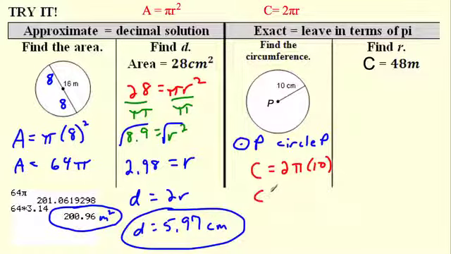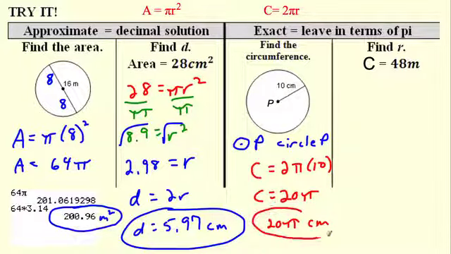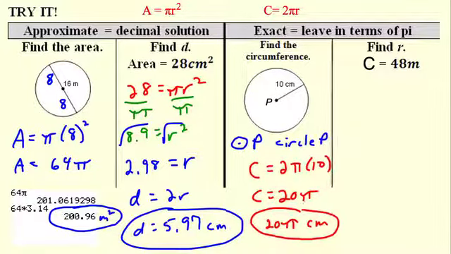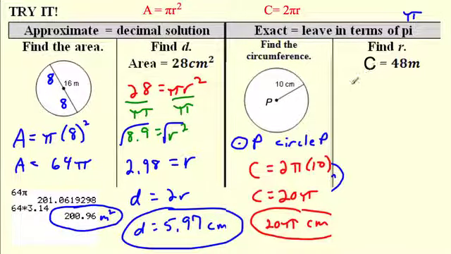This is great. These are actually easier. 2 times 10 is what? 20. 20 pi. That is my actual answer. So you can leave it like that. It's going to be 20 pi centimeters. So don't put it in your calculator. Leave it as the exact value just like that. The circumference is 2 pi r, so it's not too bad.